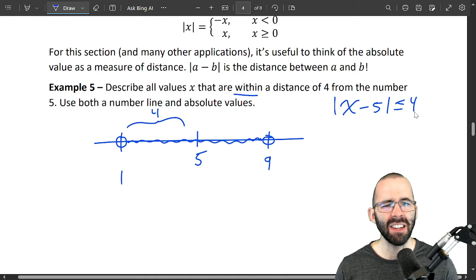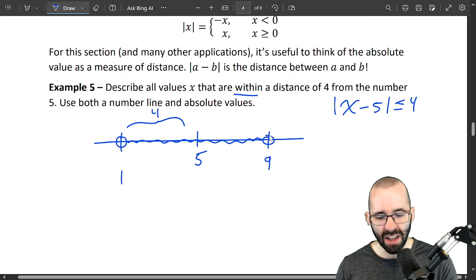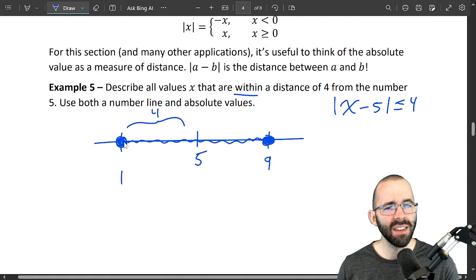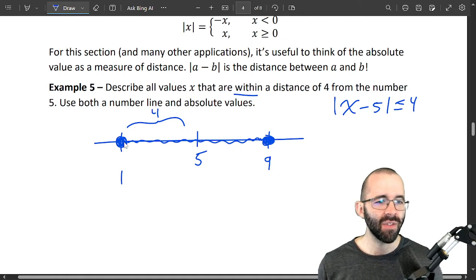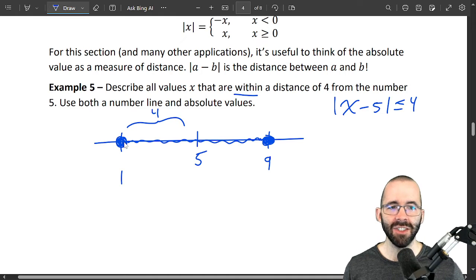I'm not actually sure English-wise. I think within would be closed circles. I think that includes it. Yeah. I'm not very good at English today.